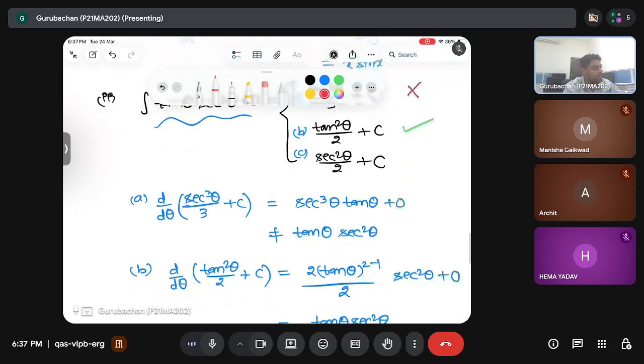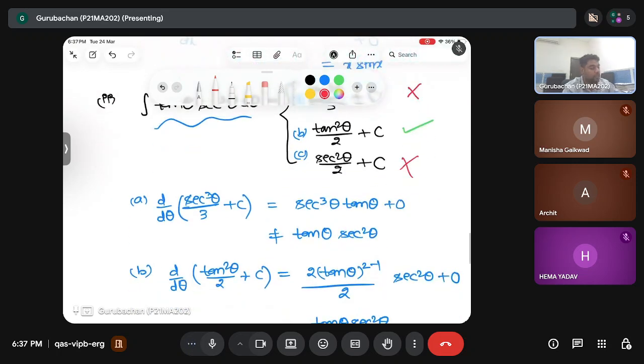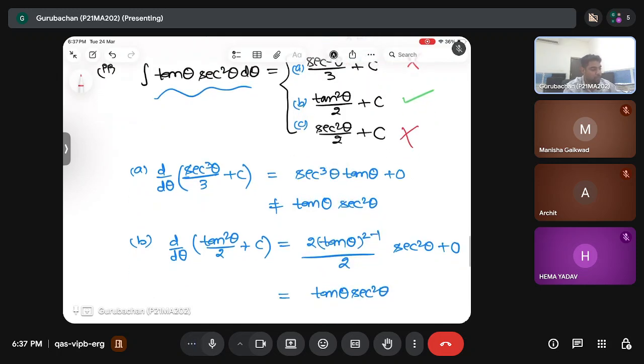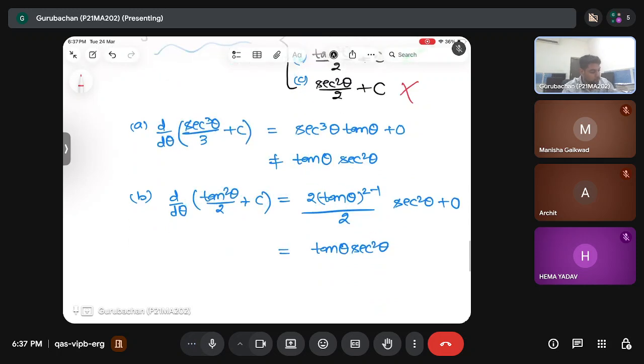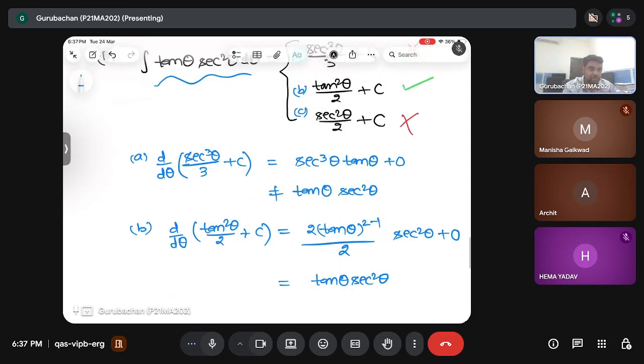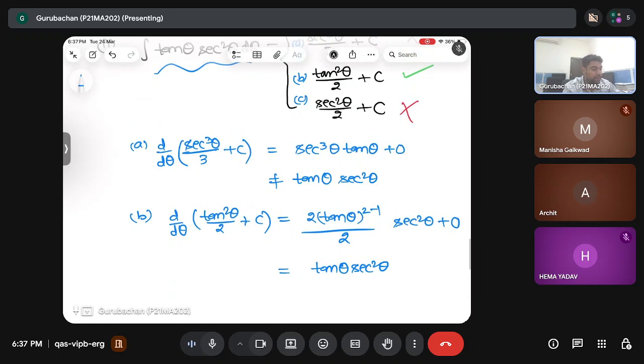So obviously this cannot be the answer, unless it is a rearranged form of the second one. So can you get the third one from the second one? Observe. Just observe. Yes, sir, we can get that. Why? Why?